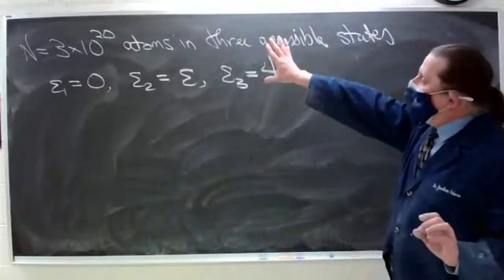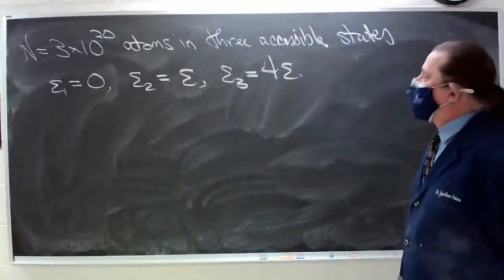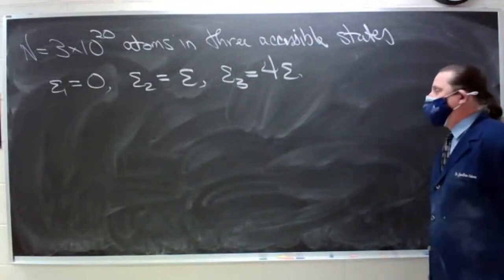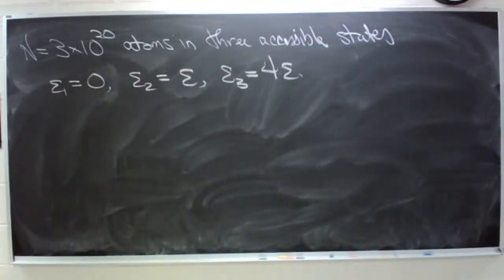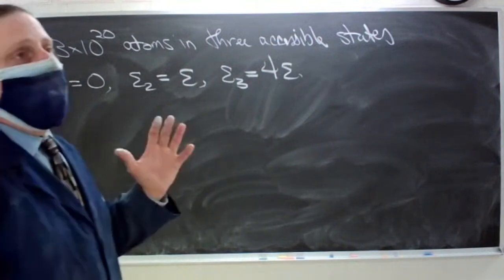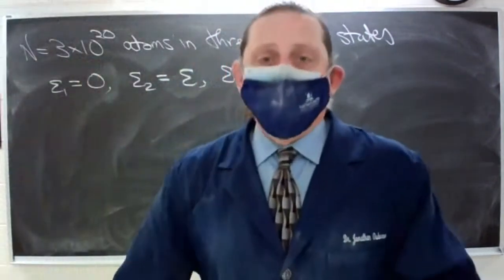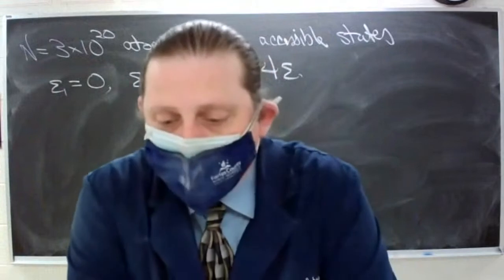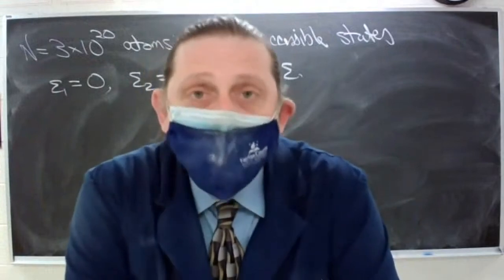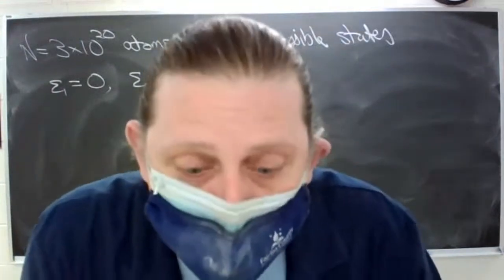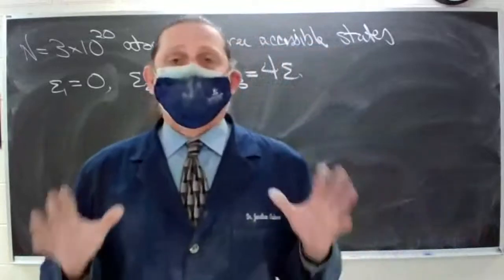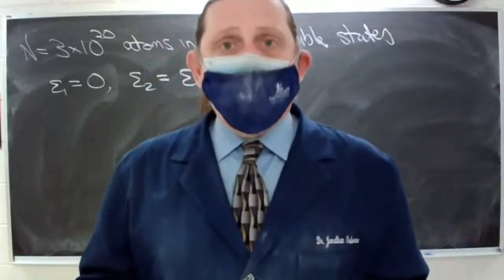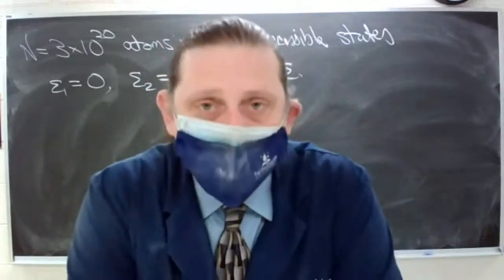We've got N, which is 3 times 10 to the 20 atoms, in 3 accessible states. I'm going to give the energies of these states as 0, epsilon, and 4 epsilon. I'm not going to tell you what epsilon is in terms of joules because it doesn't matter. We're going to think of epsilon as a characteristic energy for the system. All right, often that's what happens.